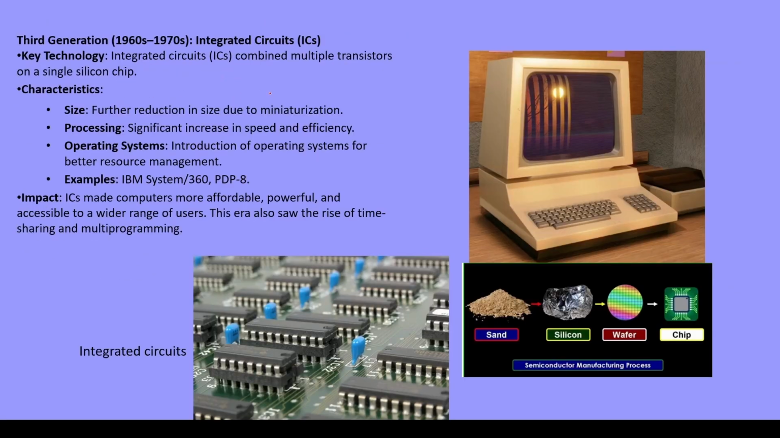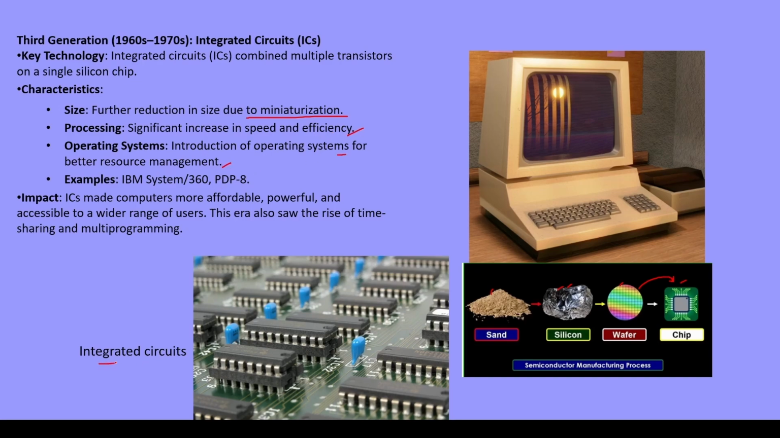Now we move to 3rd generation. As we know, the chip is a very small size, and how does it work? There is sand, and we convert it into silicon and wafer, and then it goes into chips. And how does it work from the chip? As you can see, many lights perform in the chips, and then the whole circuit is divided into these chips. That's why this is the size. Further reduction in size due to miniaturization, significant efficiency improvements, and better resource management.